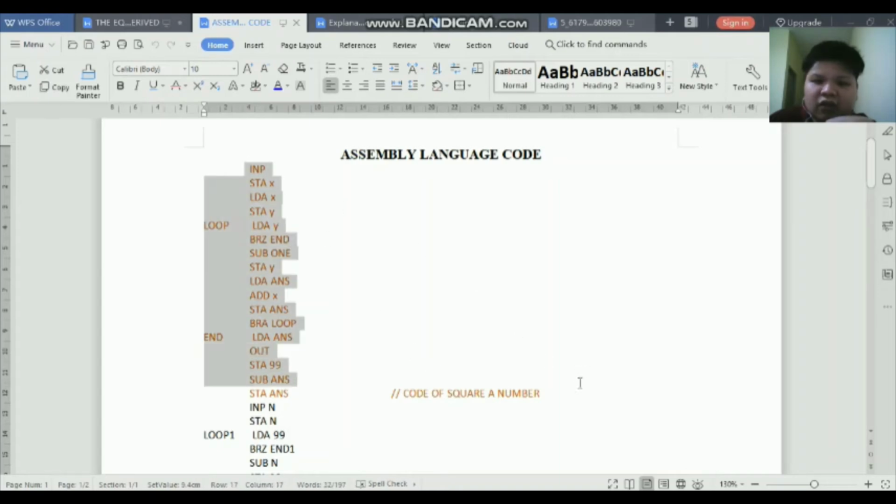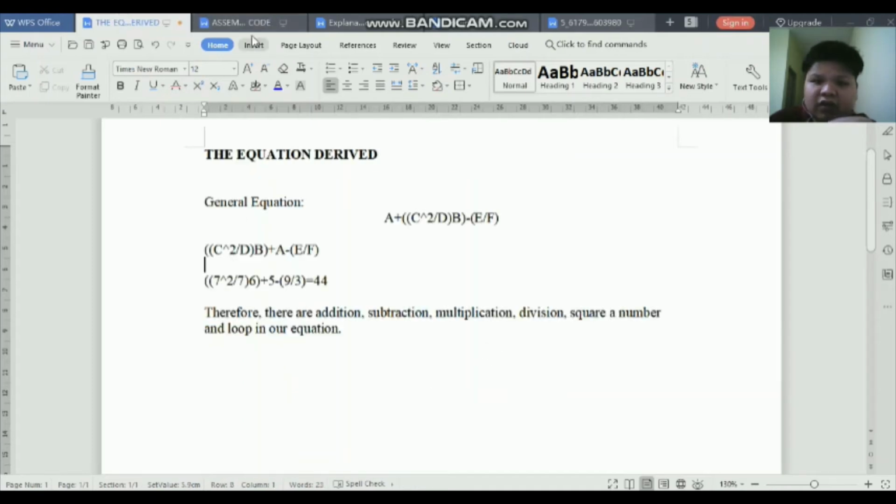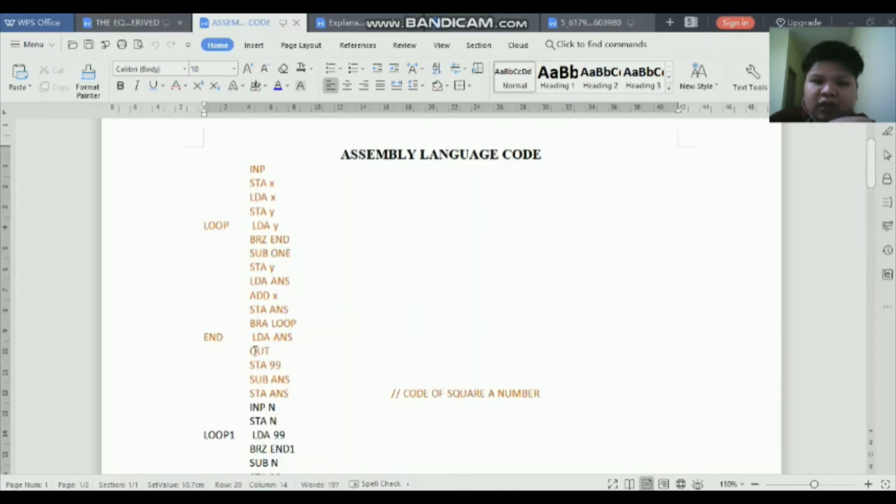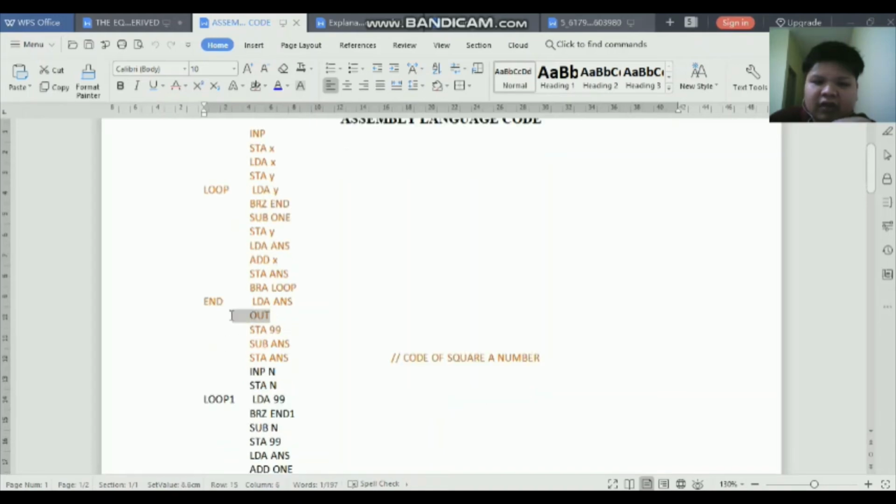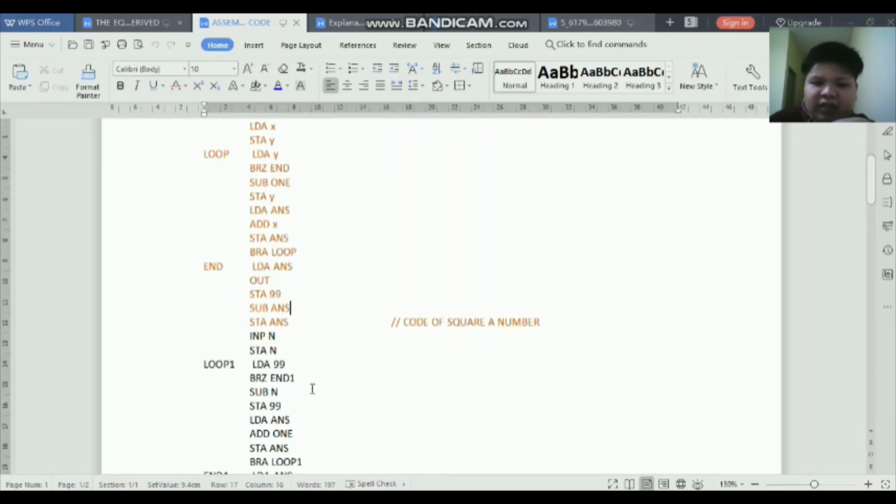Okay, this first code is the code for squaring the numbers. The input is c, which is stored in s and logged. Finally we get the answer, c squared. We store the answer in R99.